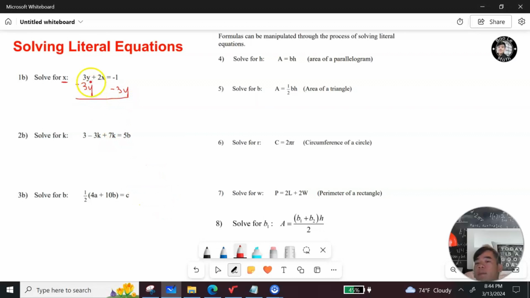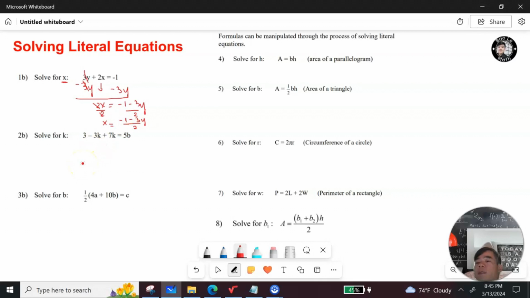Alright, 3y minus 3y is gone. I have 2x, I bring 2x down, equal to -1 minus 3y. Next, I just divide both sides by 2, and then the 2 and 2 cancel out. I have x equal to negative 1 minus 3y over 2.